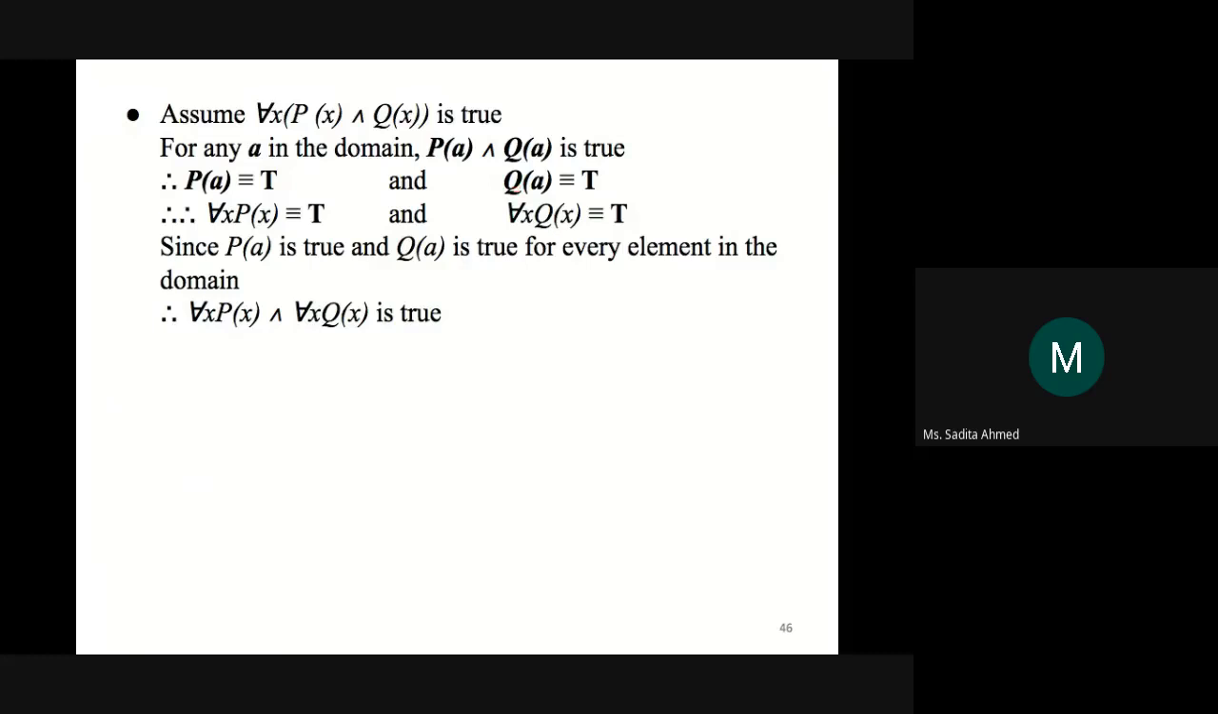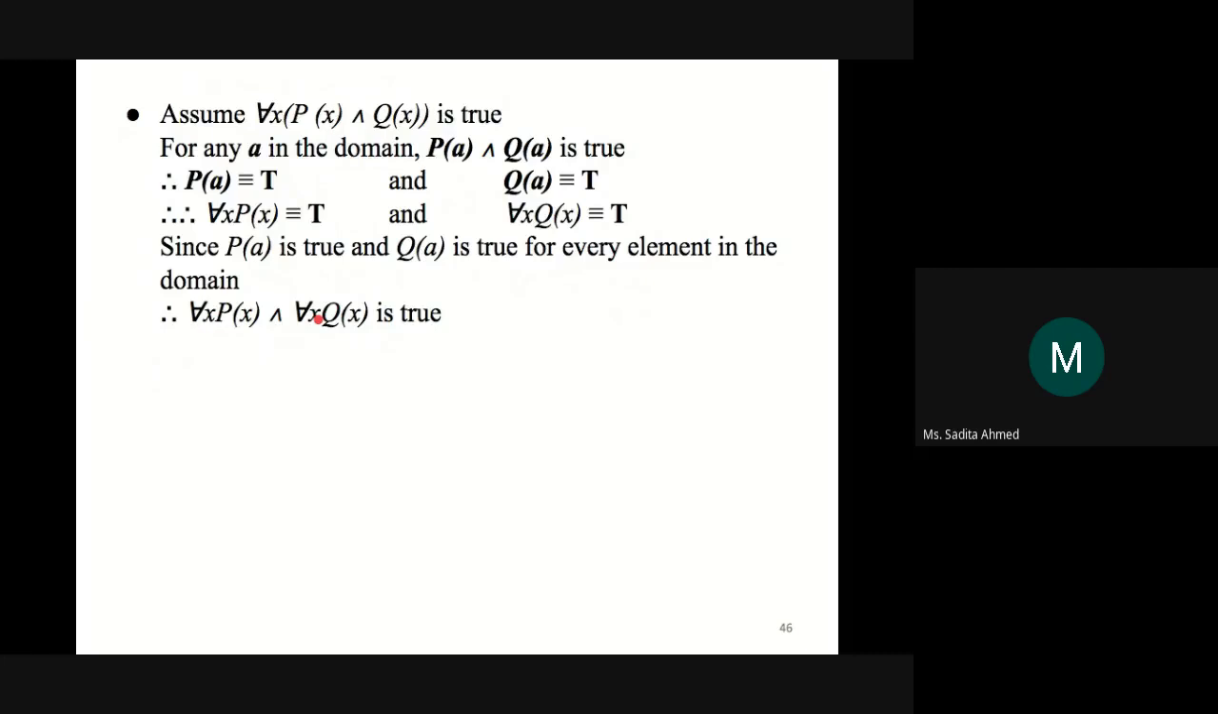I can just close my eyes, pick any variable from the domain, as long as it's from the domain, it's going to be true. Only when it's going to be true for all values from the domain. So for all x, Qx is also true. So these two are true individually. Since these two are true individually, we can say that the AND operation between these two is also going to be true. Since Pa is true and Qa is true for every element in the domain, we can say that for all x, Px and for all x, Qx is true. Since these two are individually true, the AND operation between these two will also be true. So see, based on the assumption that this is true, we got to the conclusion that this is also true.